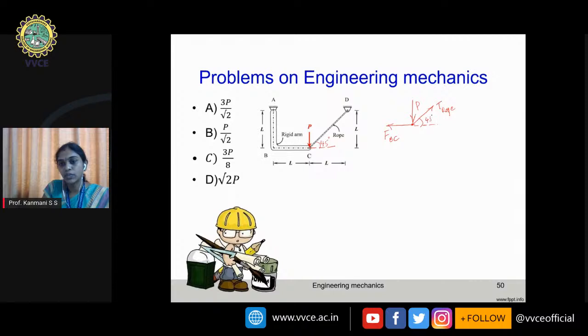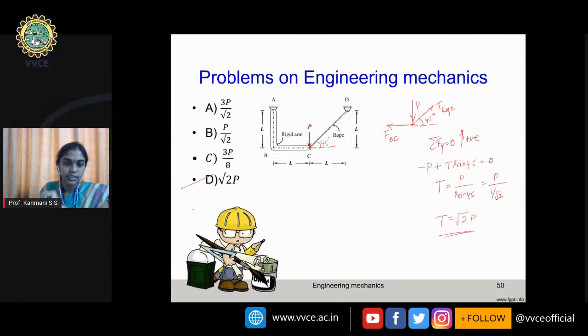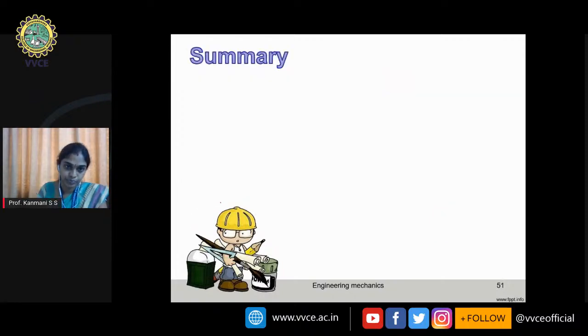So if I take this as 45 degrees, I will apply summation Fy equal to 0. Upward force is treated as positive. This P is moving down, so minus P. This T of rope is moving up, so I will write plus T sine 45 equal to 0. With that, T is equal to P divided by sine 45. Sine 45 is 1 by root 2, so T is equal to root 2 times P. Observe the answer. Our answer is D. D is the right answer.